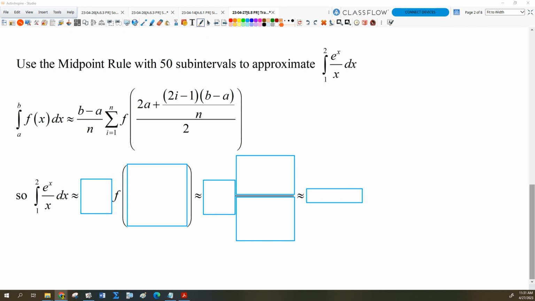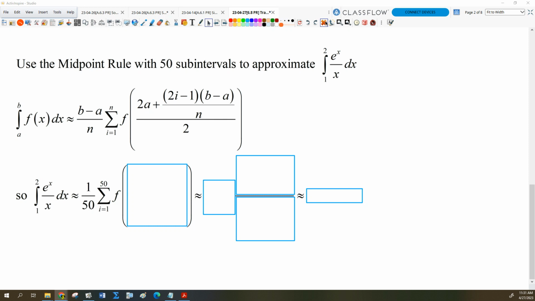So if we're going to try to add this thing up, what goes out front then? What's delta x? b minus a over n for this problem with 50 subintervals. Say it again. 1/50th, yeah. 2 minus 1 over 50, right? So I get 1/50th is delta x. That's the constant that sits out in front of the sigma. And we're just going to add this up from 1 to 50, because we have 50 subintervals.